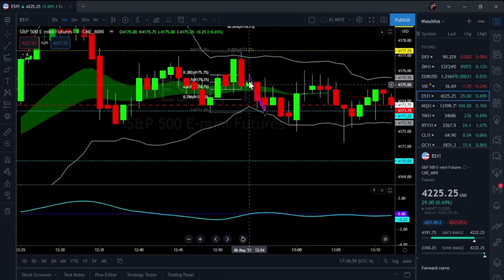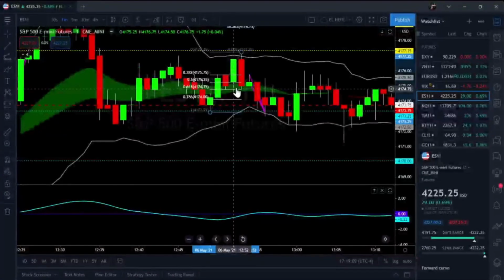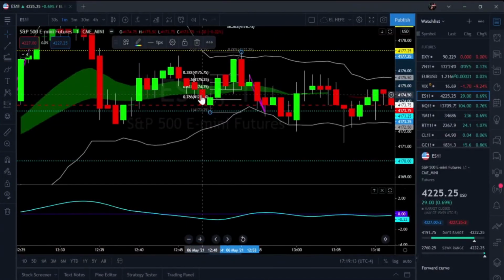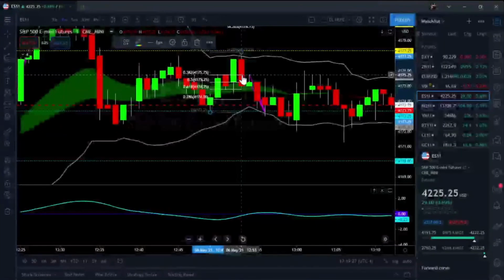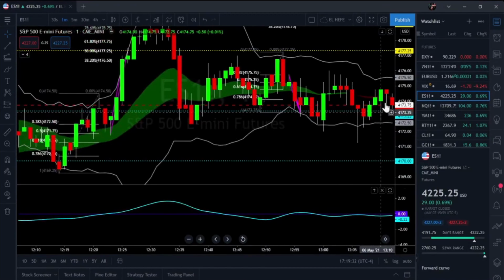So we punctured. We pulled back into it. I would have added right here at 41.75. Added at 41.75. Would have added right here at 41.74. And I would have taken my loss right down here at the bottom at 41.73. So that's a 2.5 point loss on a losing trade. That's an L.